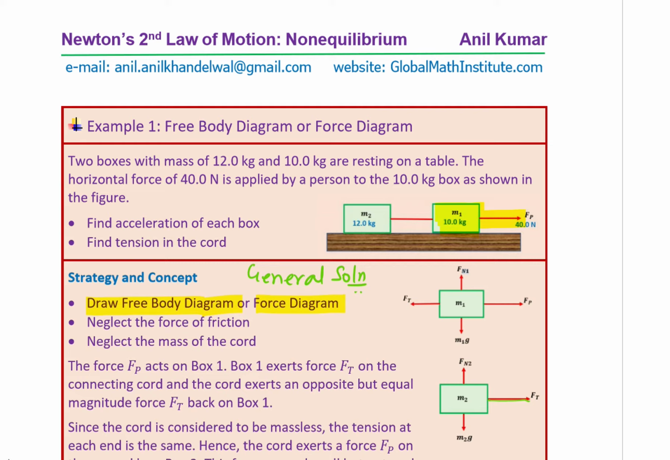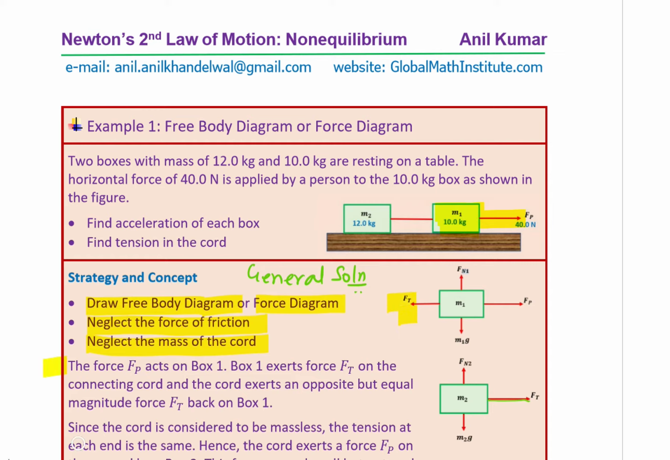And let me repeat, we're neglecting the force of friction in this particular case. We'll take up the next video where we'll consider force of friction. We are also neglecting the mass of the cord since it is a very light cord. So what we have done here is the first one, the force Fp acts on box 1. Box 1 exerts force Ft on the connecting cord, and the cord exerts an opposite but equal magnitude force Ft back to box 1. Correct? So that's the first case as mentioned here.